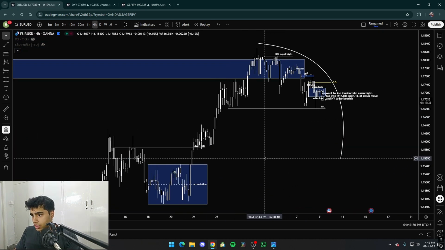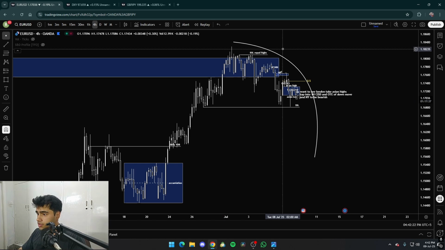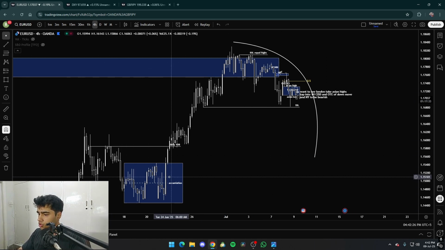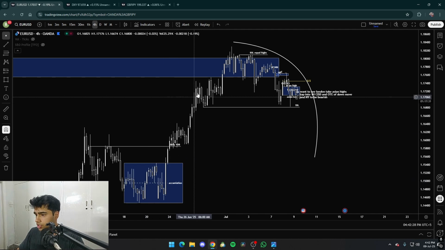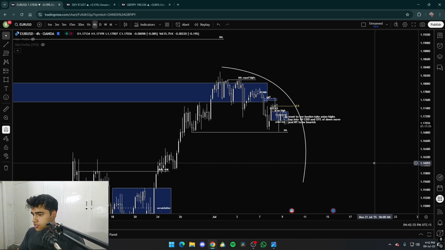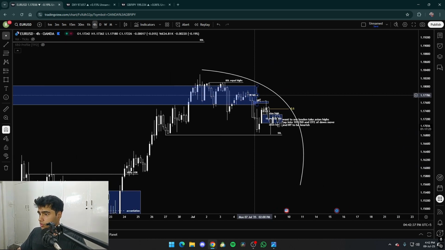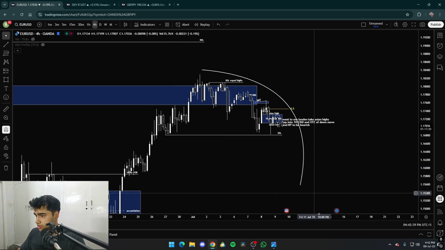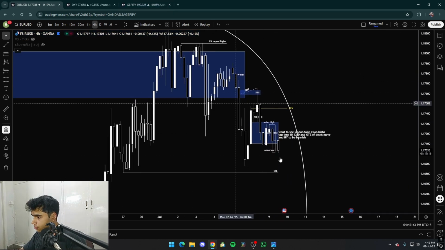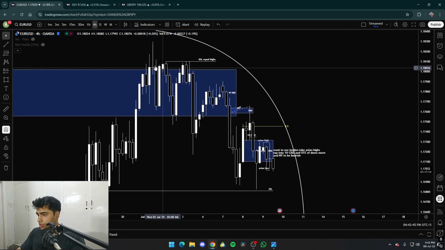Okay, so on EU, what ended up happening was, as I mentioned in my previous video, I'm expecting this to be a market maker sell model. This is our original consolidation. First stage accumulation, second stage accumulation, and this is where the reversal happens. So we tapped into this weekly SIBI. This is our sell side of the curve, and we are bearish in a downtrend as well.